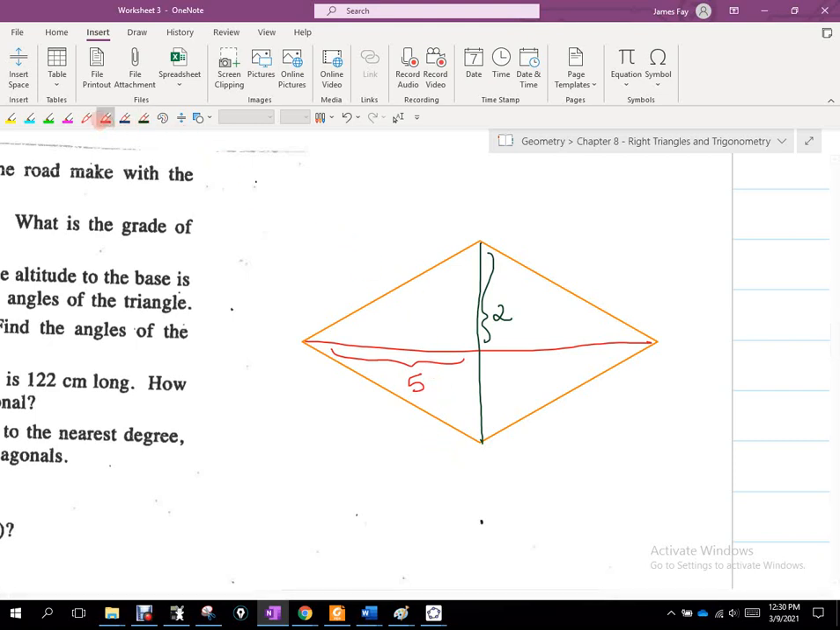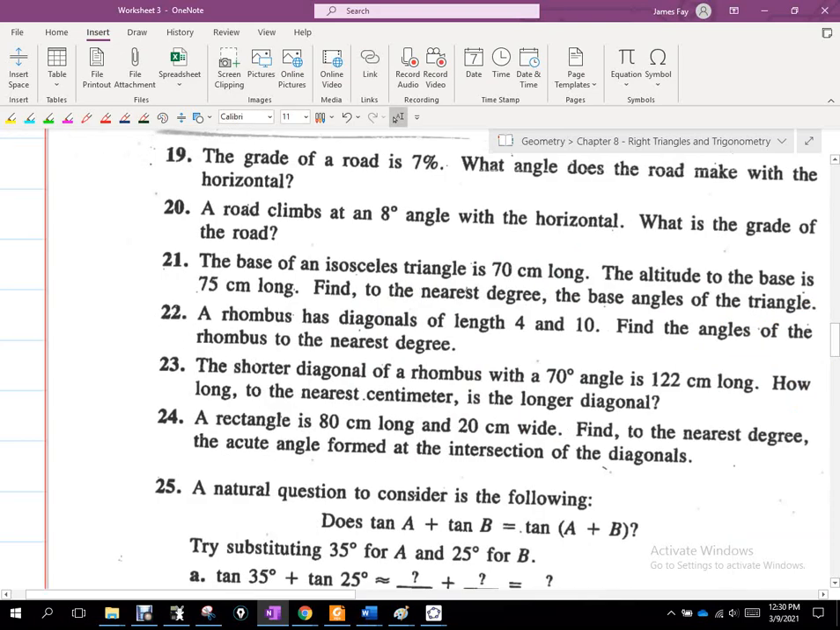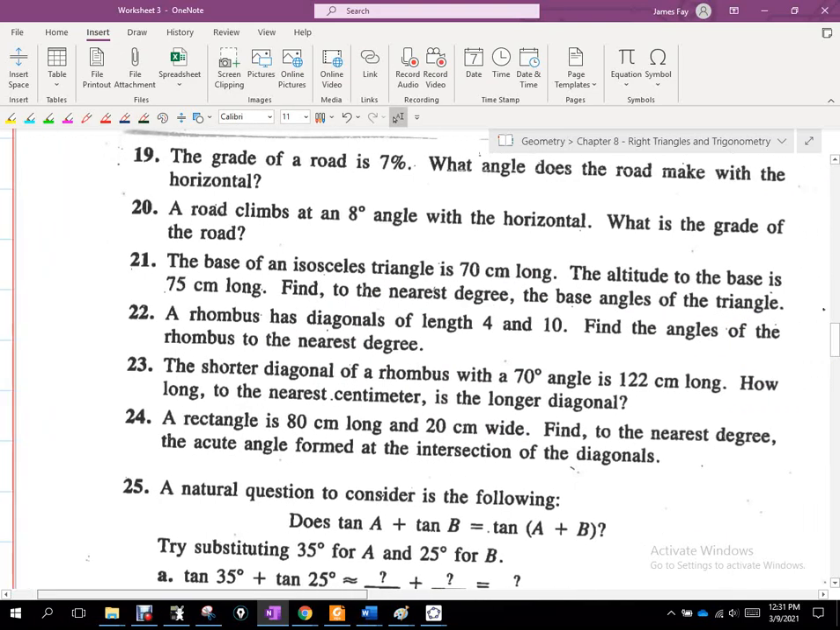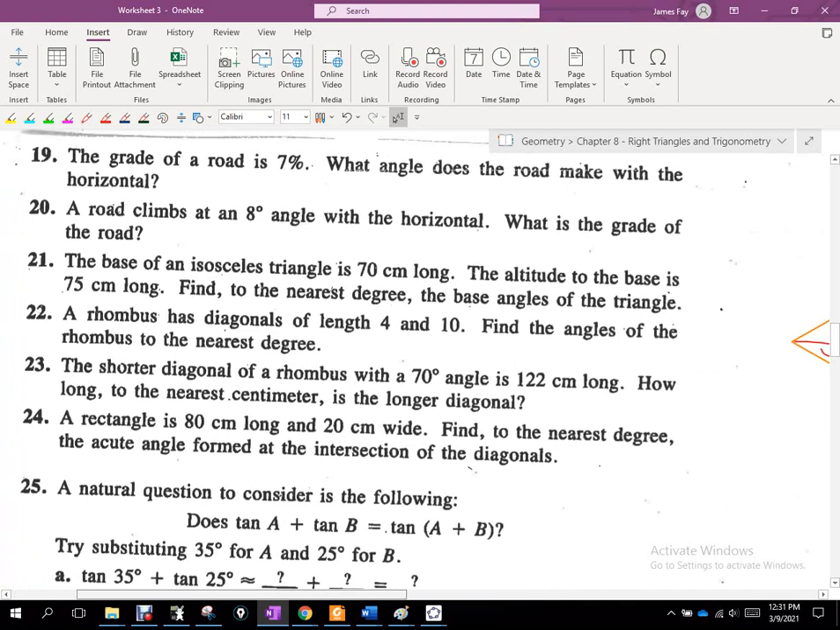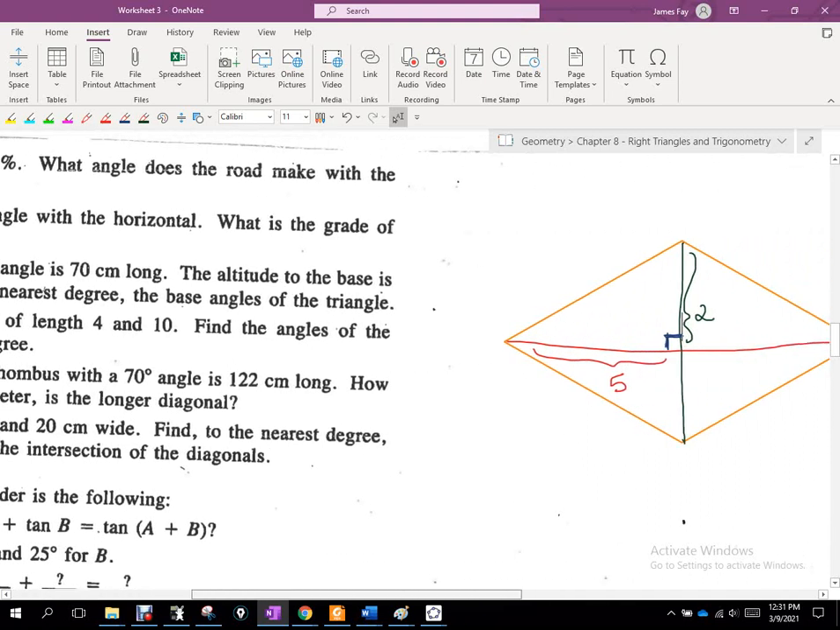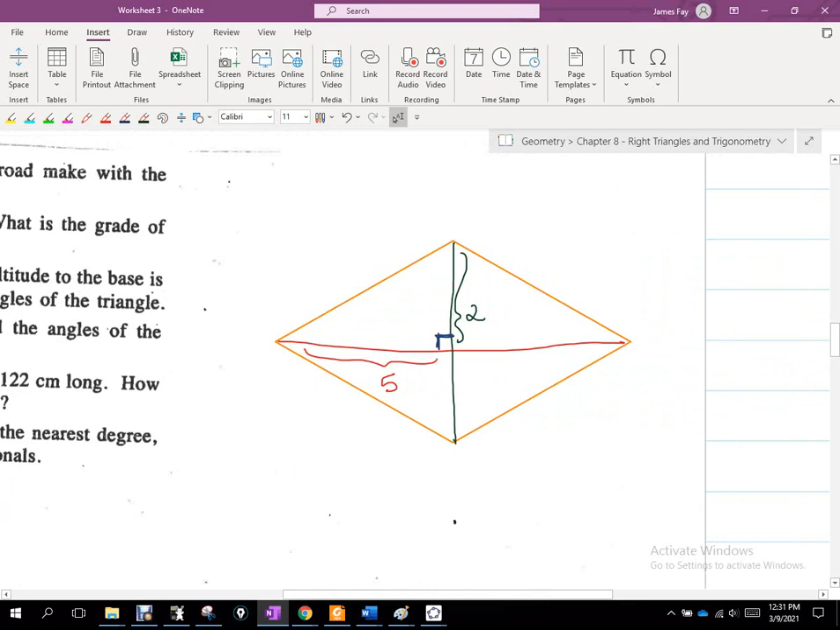There's one other property that is useful about rhombi. Okay, so when these diagonals bisect each other, they're perpendicular. Okay? So I just created a right triangle here, correct? Okay? I'm going back to the question. 22 says, find the angles of the rhombus to the nearest degree. Okay? Find the angles of the rhombus to the nearest degree.